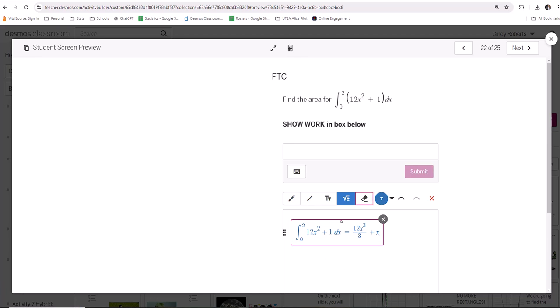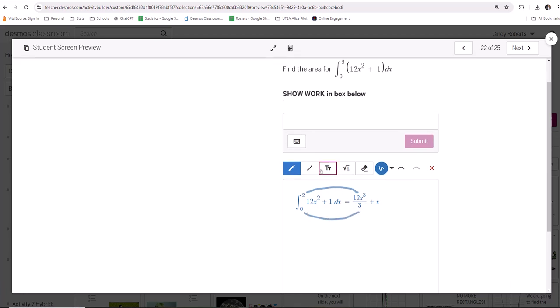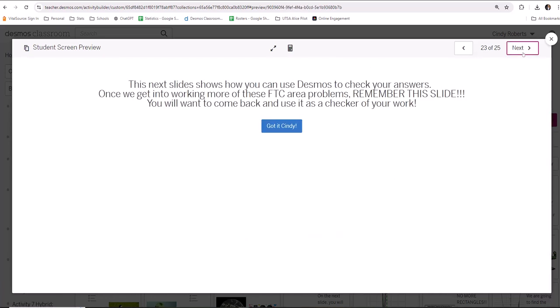And then now what you're going to do is plug in 2 for x, and then plug in 0 for x. And that's this whole f of b minus f of a, where you plug in the top value, and the top value will always be the larger value, and you will get an actual numeric answer. So do that.